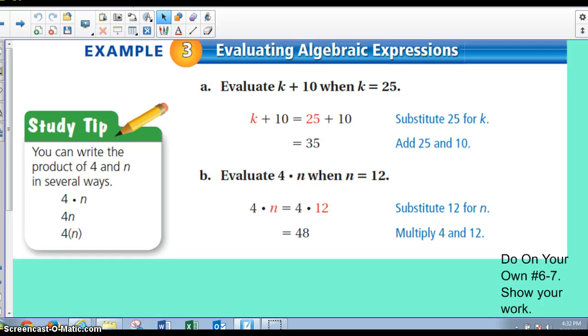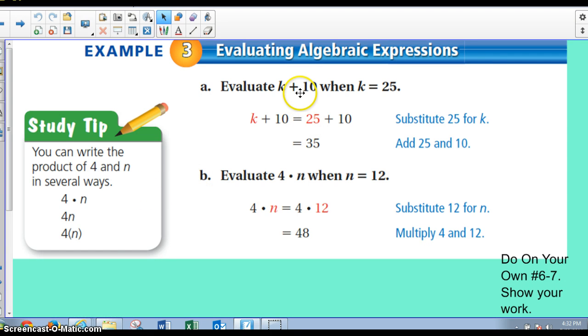It says you can write the product of 4 and n in several ways. Again, product means multiplication, or the answer to a multiplication problem. 4 times n can be written like this, it can be written like this, and it can be written like this. 3 different ways to do it, and it all says the same thing.